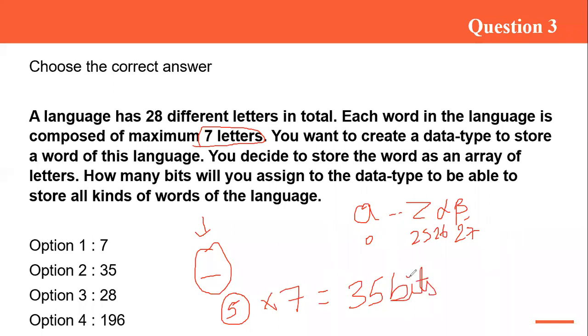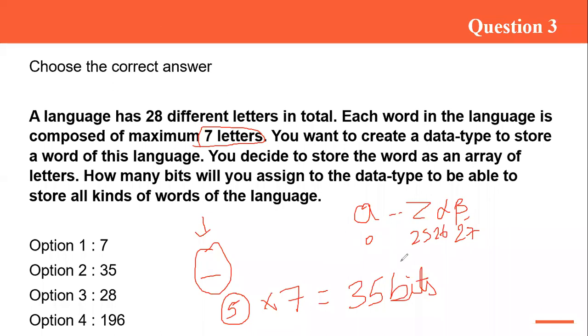Understood that now? Is it clear now? Anyone else, is it clear now? Per letter 5 bits, for 7 letters, 5 into 7, which is nothing but 35 bits I need. How many bits will you assign to the data type? 35 bit data type I'll take. I hope it's clear. Or still any confusion? Clear or not, boys and girls?